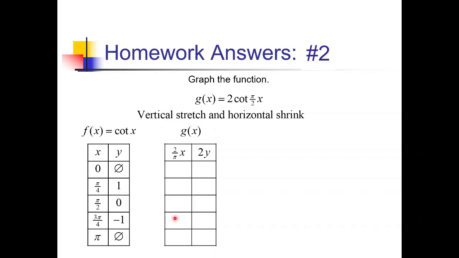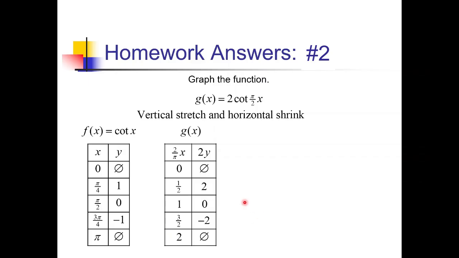So let's do the x values first. 2 over pi times 0 is just 0, so that's nice. 2 over pi times pi over 4. Pi's are going to cancel. We've got 2 over 4, which is 1/2. And next, 2 over pi times pi over 2. Well, those are literally reciprocals, so that's just 1. 2 over pi times 3 pi over 4. Pi's cancel again. We've got 6 over 4, which we'll do as 3/2. And then we've got 2 over pi times pi. Pi's cancel, so that's just 2. Now for the y's, multiplying these by 2, undefined is still undefined. 1 becomes 2, then we got 0, -2, and undefined.